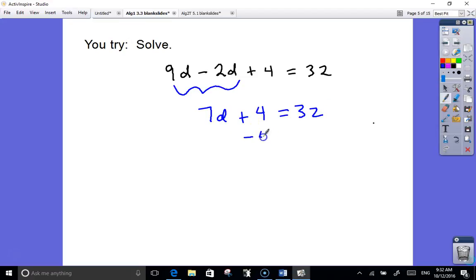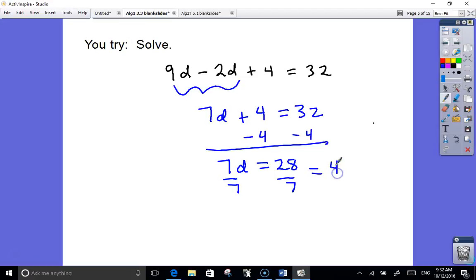So subtract 4. 7D equals 28. Divide by 7, D equals 4.